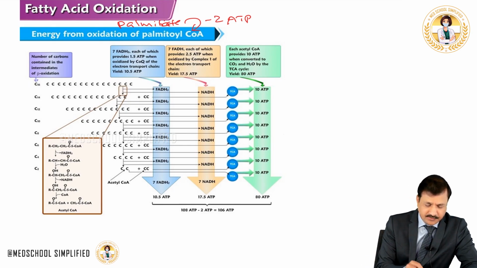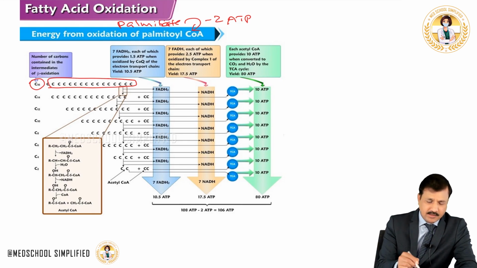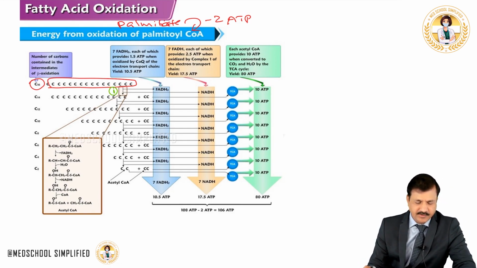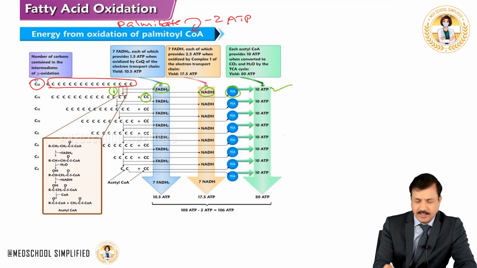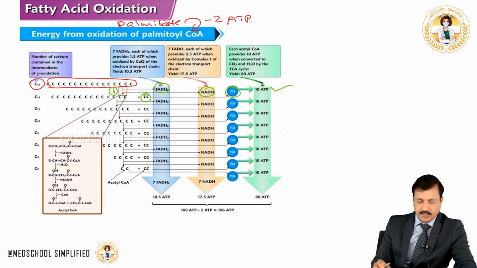Now here, for easier understanding, 16 carbon is written. So you go one by one. The very first spiral of beta oxidation, number 1, I'll write it in green color. That's the first spiral. You get 1 FADH2, 1 NADH and 1 acetyl-CoA, which enters the TCA cycle to give 10 ATP. 1 FADH2 gives 1.5 and 1 NADH gives 2.5 ATP. We will calculate the total later.